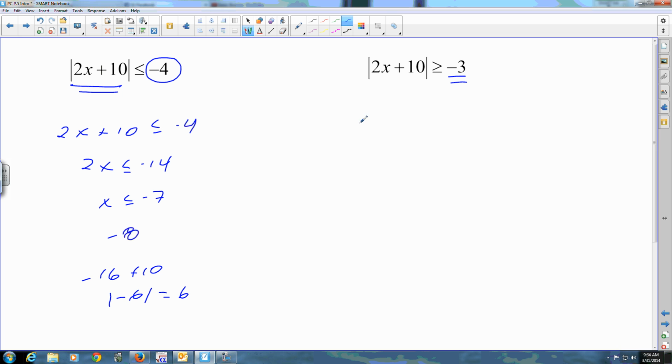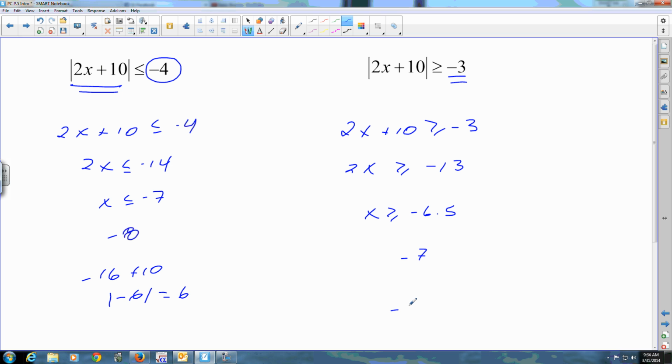That's just weird. Okay, 2x plus 10 greater than or equal to negative 3. So 2x greater than or equal to negative 13, because I subtracted the 10. X greater than or equal to, divide by 2, negative 6.5. So how about negative 7? Take negative 7, put it in there. Now, this is going to work, but I still think the question is goofy. How could this absolute value be greater than something negative?